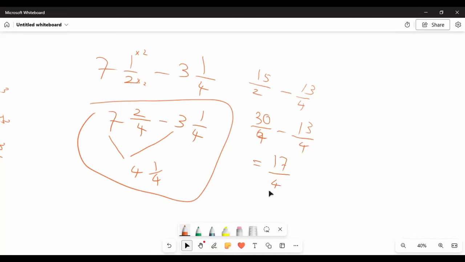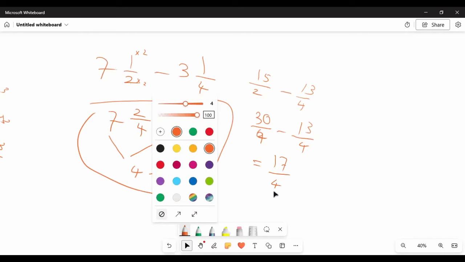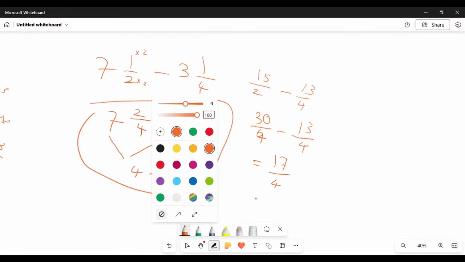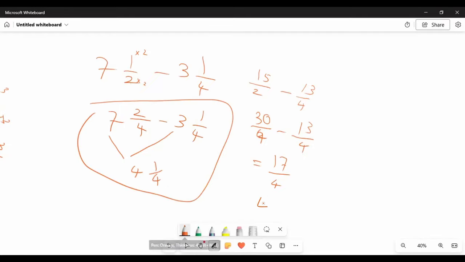So that's going to be a big working. That's going to be 4 wholes and 1 over 4. We have to do a big working to get the same answer. So if you know the basic thing, from that, try to learn something new. Try to create your own way of solving.